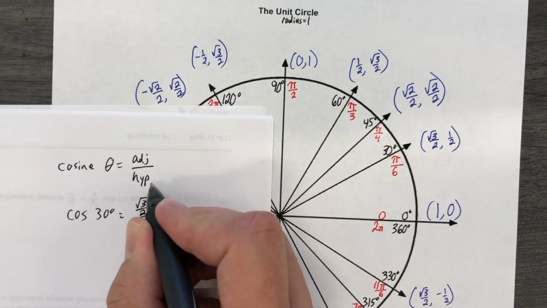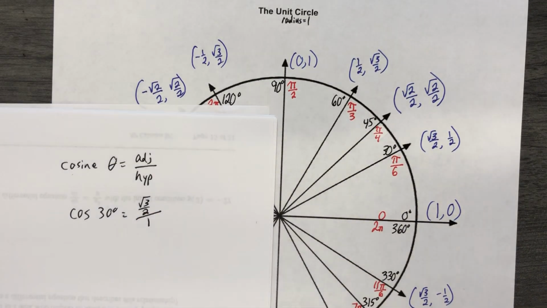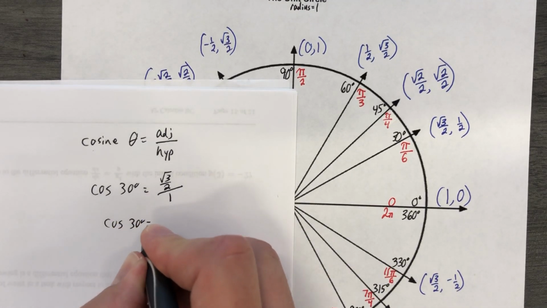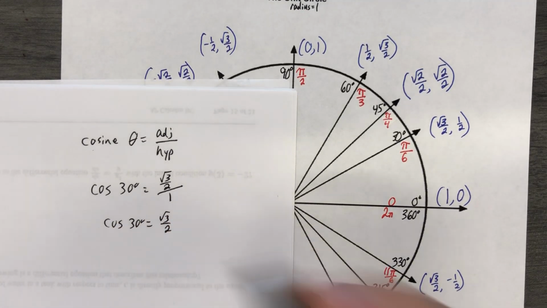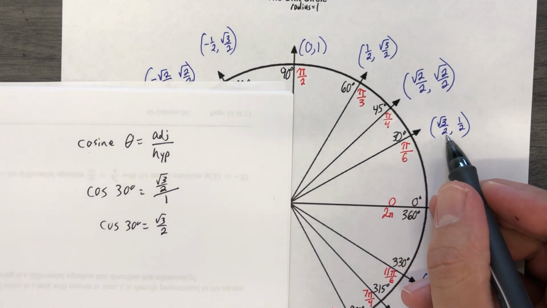And we're going to divide it by the hypotenuse. Well, the hypotenuse is 1, because we are on the unit circle. And anything divided by 1, well, the cosine of 30 degrees is square root of 3 over 2. Oh, well, there it is. So the cosine of 30 is square root of 3 over 2.